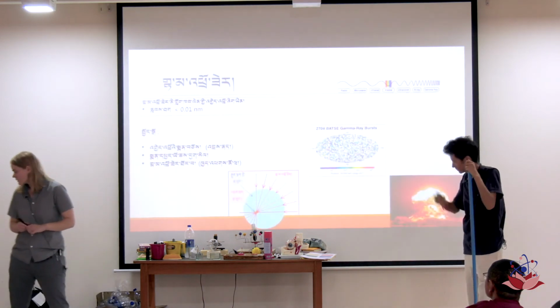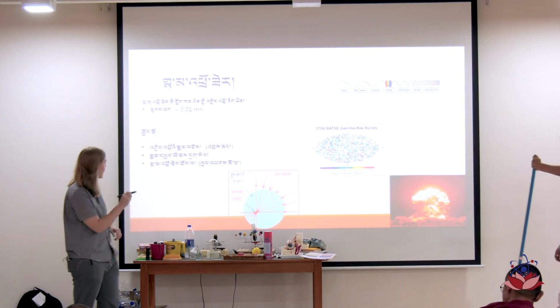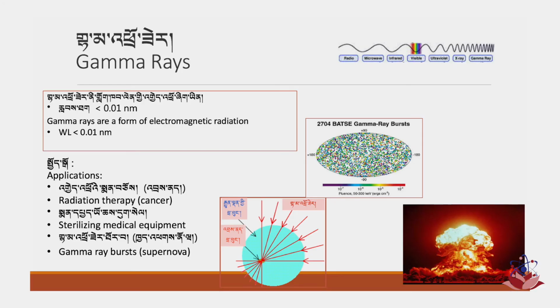Good. Okay, so next. So the last form of radiation that we'll talk about are gamma rays. So this is anything with a wavelength less than 0.01 nanometer.